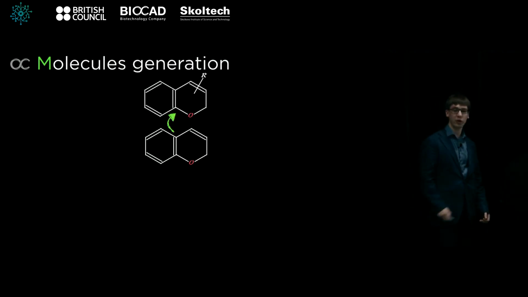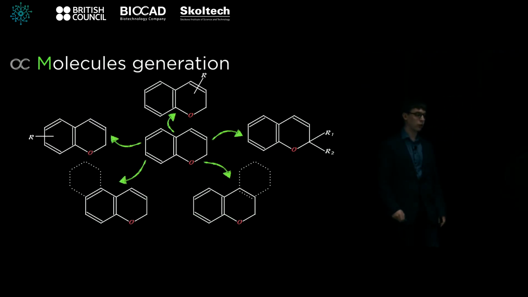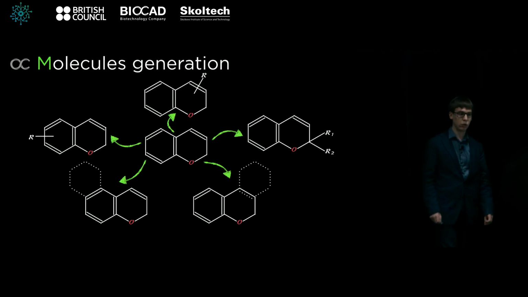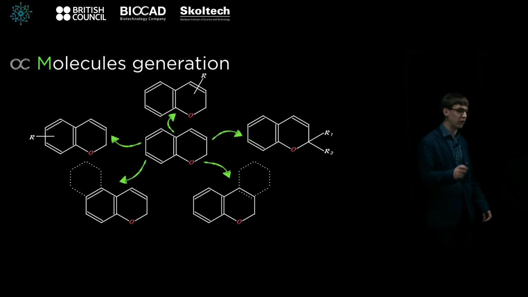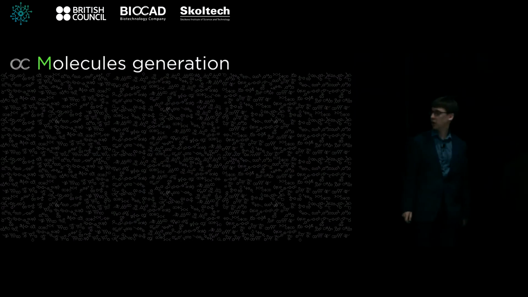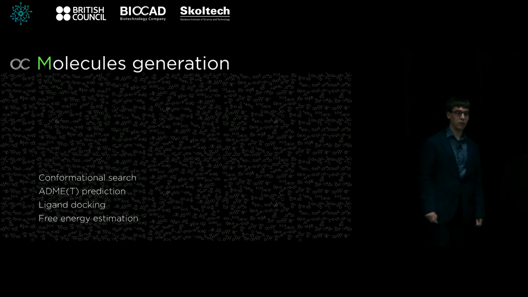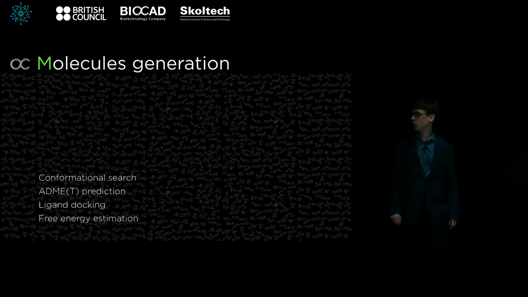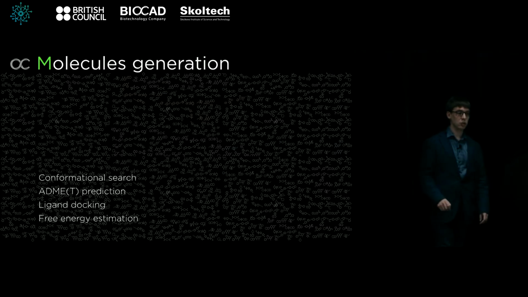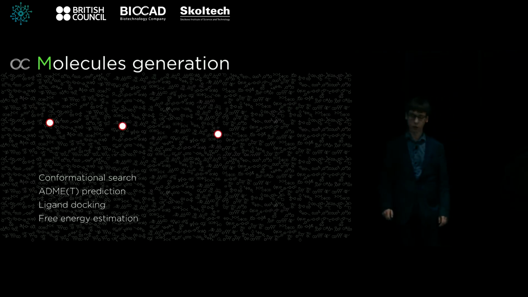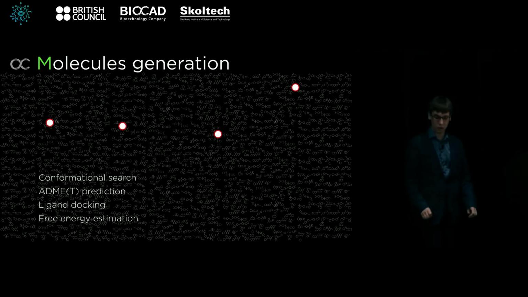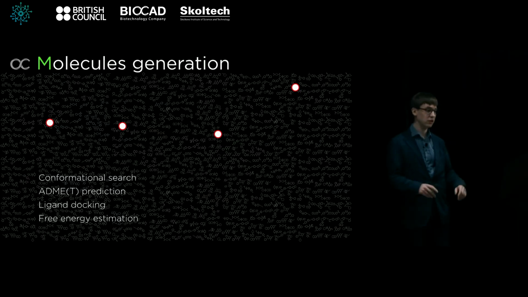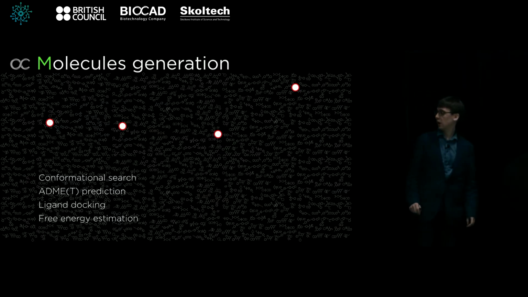So for now, we can generate novel and synthesizable molecules from the best scored blocks and do it fast. So we have millions of them. So it takes a while to prepare them by conformational search, predict some ADMET, dock, and maybe use some free energy estimation methods. But after all of this work, we got some best molecules with suitable parameters, and if we synthesize them, we can find that they have some detectable in vitro activity.